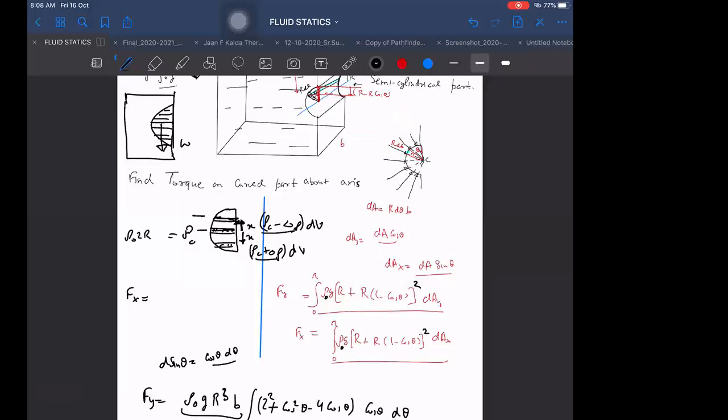I am saying rho naught into 2r minus x distance above. Rho naught into 2r plus.